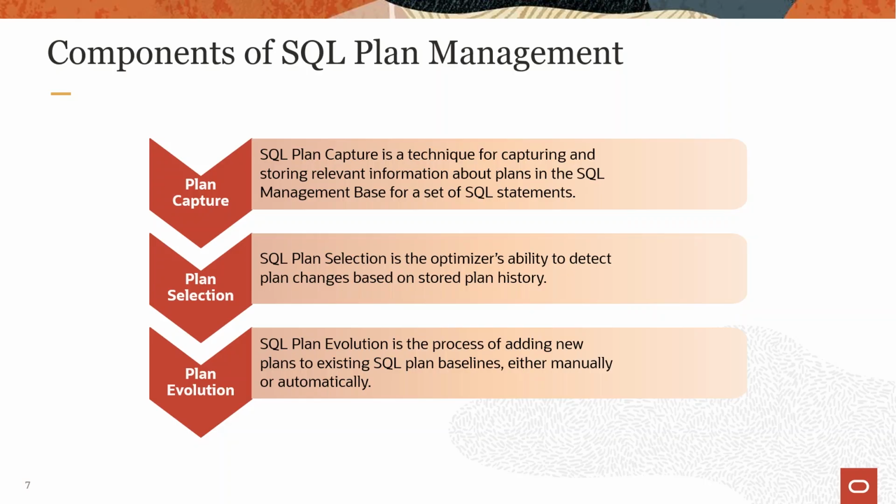That's the plan selection. And then the other phase is called the plan evolution: if new execution plans are being rendered, they are being captured, but then over time they will be evaluated against the initial execution plans to see if they give a better or a worse performance than the initial plans. So these are the three major components of SQL Plan Management. We're going to discuss those three major components throughout this chapter.